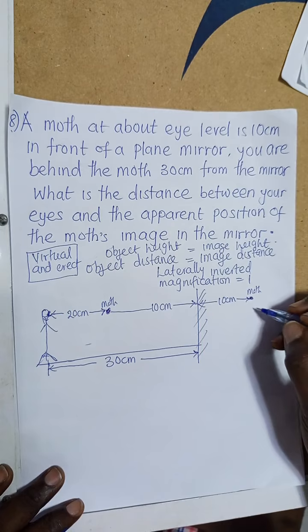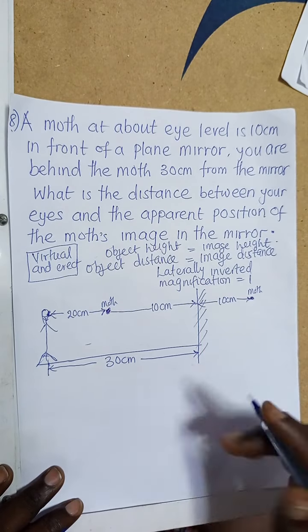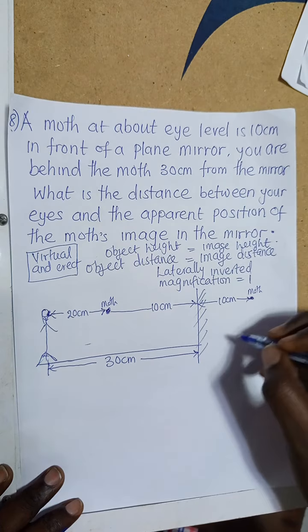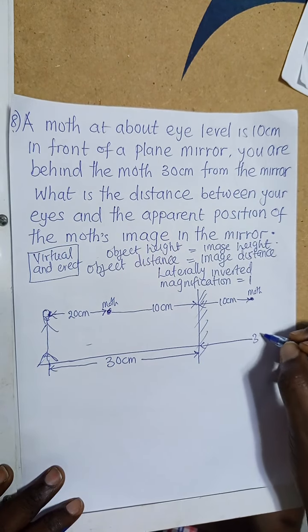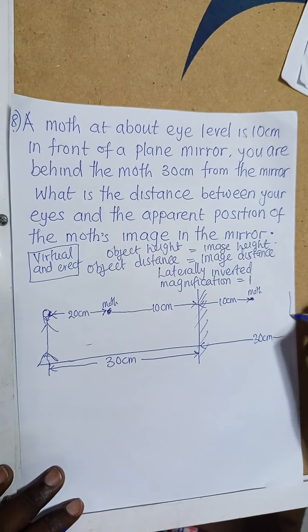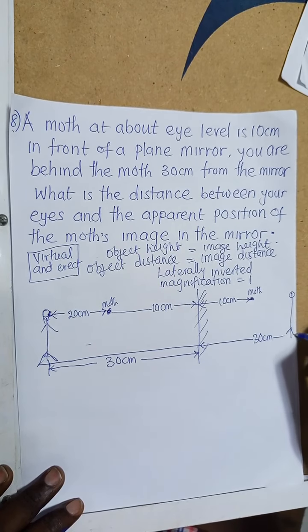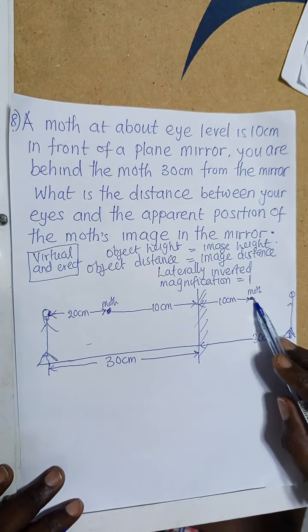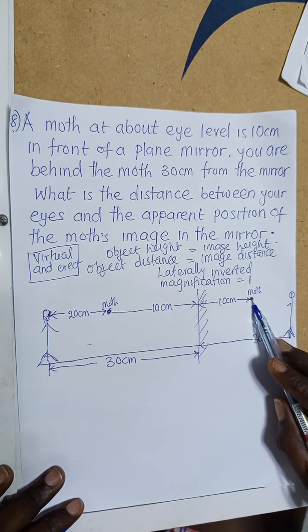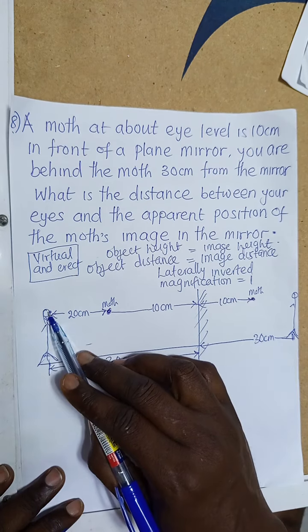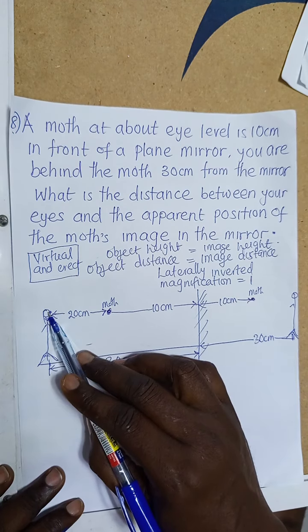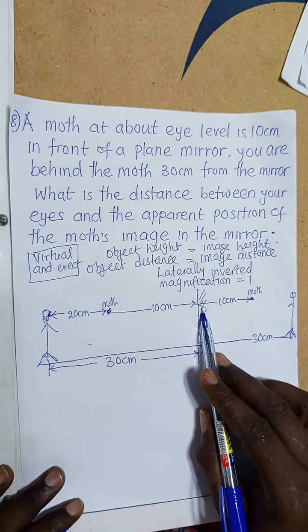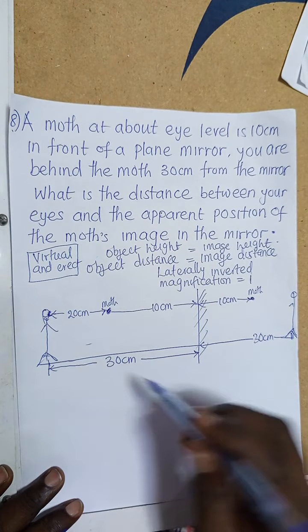So what I want to do now is just take another 30 here. That is where the person will be. The person standing will not be here. You have to be object distance equal to image distance. But that's not what they ask. They say, what is the distance of the mood image to the eyes of the man? So it will just be 10 plus 30.